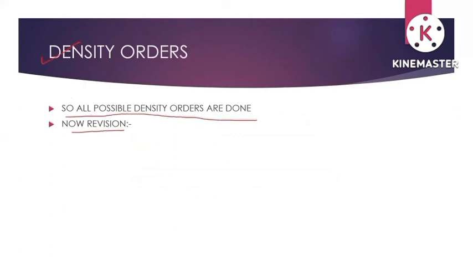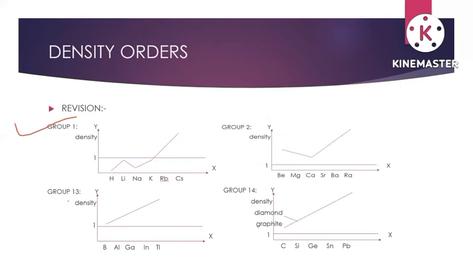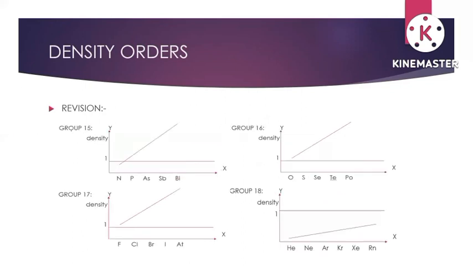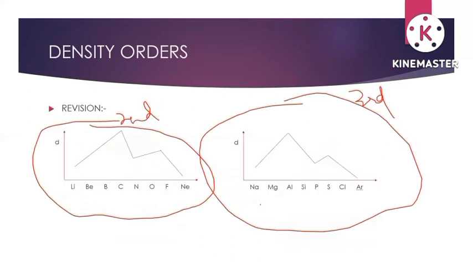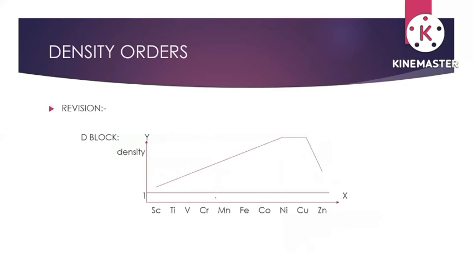Now we'll do our revision. So here you can see the second period, here the third period, here group 1, group 2, group 13, group 14, then group 15, group 16, group 17, group 18. Take a screenshot of this. And this is the d block.